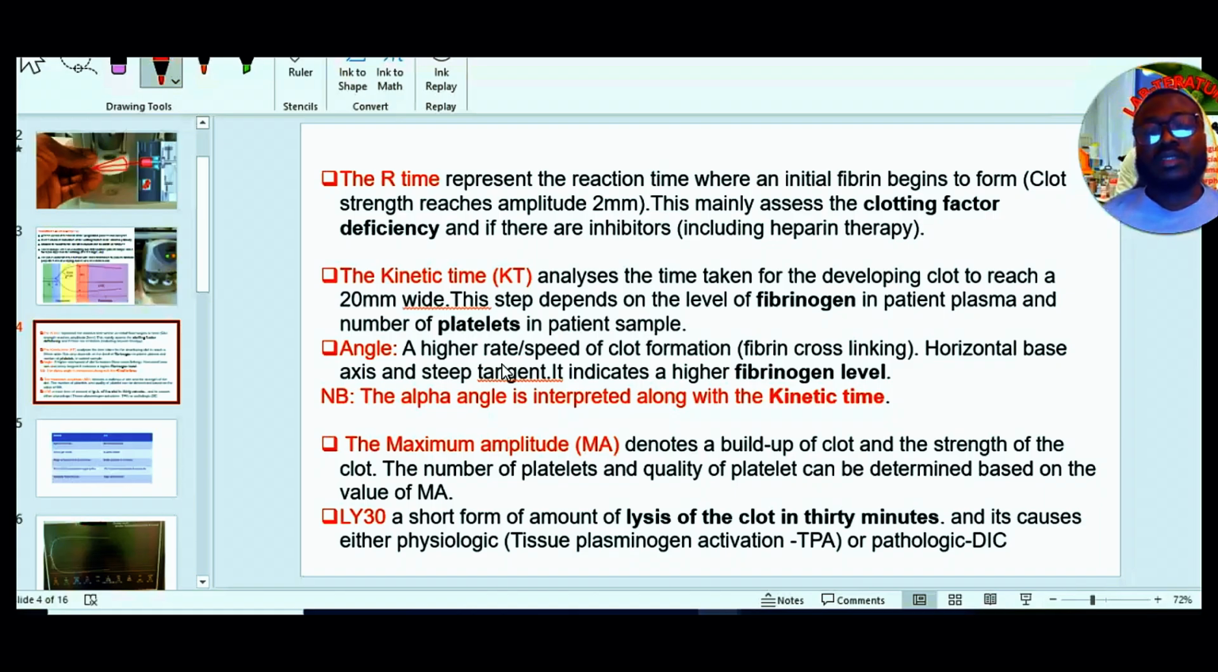And in addition, if you are on any anticoagulant that inhibits your clotting factors, it is likely that your R time is going to prolong, because it is as if you are clotting factor deficient because of the inhibition. The changes that occur in the R time can be associated with being on such an anticoagulant.